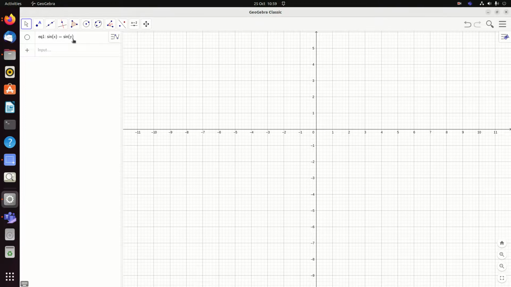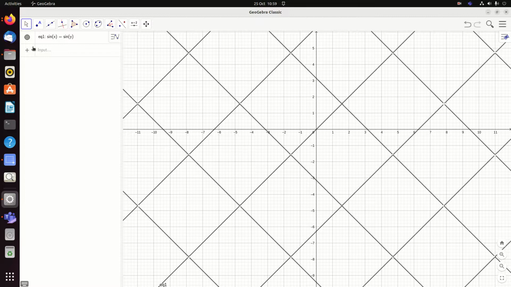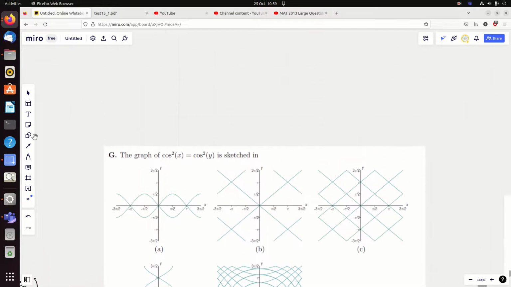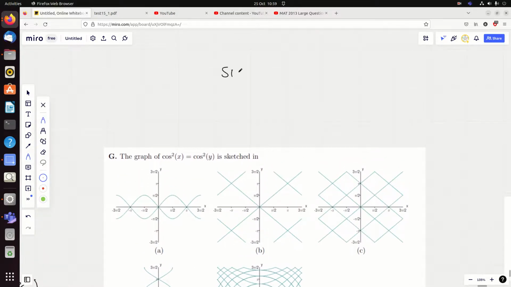Firstly, what you might do when you're thinking, oh, sine x equals sine y, is inverse sine both sides. So it just looks like y equals x. Well, that's part of it, but it's not the only line which satisfies that. And that's because, why does sine x equals sine y look like that? Well, because if you're solving sine x equals sine y, and sorry to do a related question first, but forget the squares, just try and sketch sine x equals sine y.